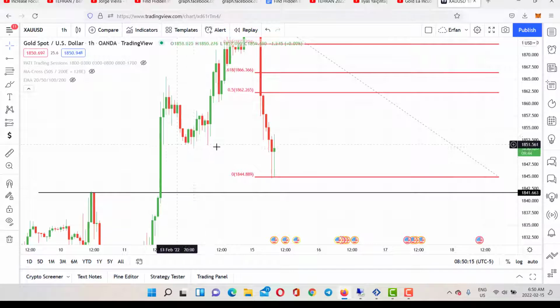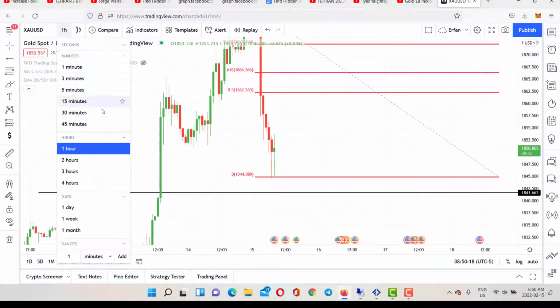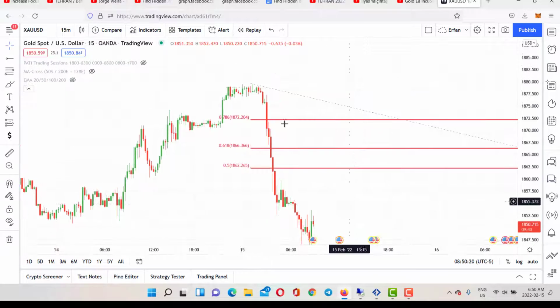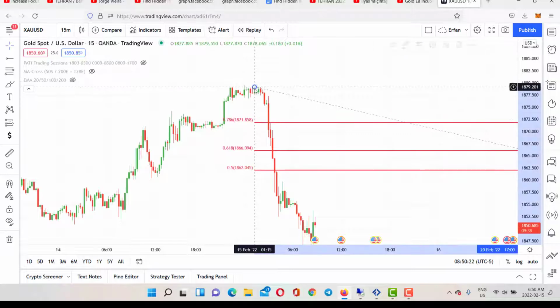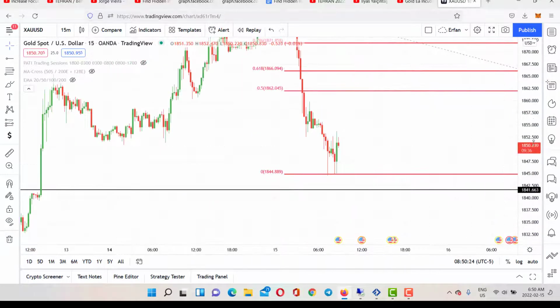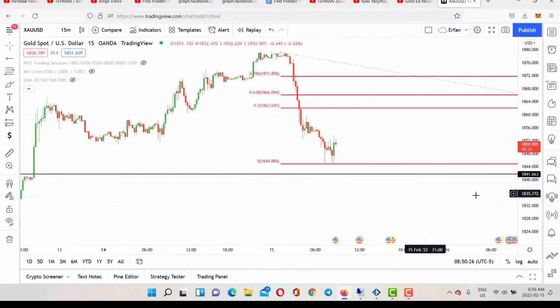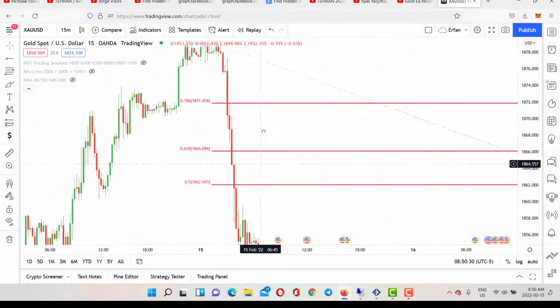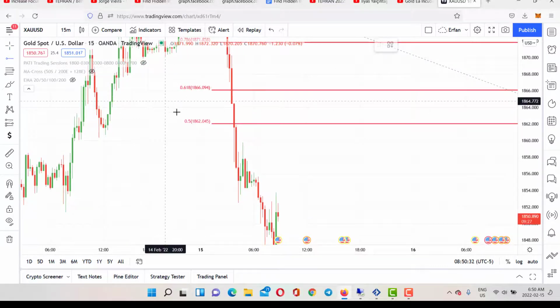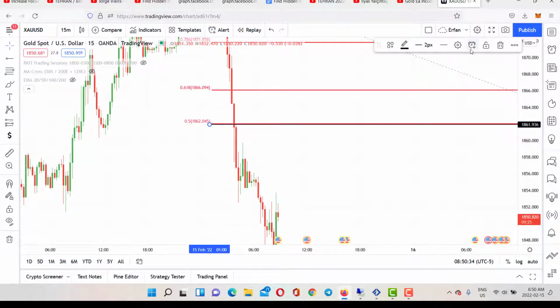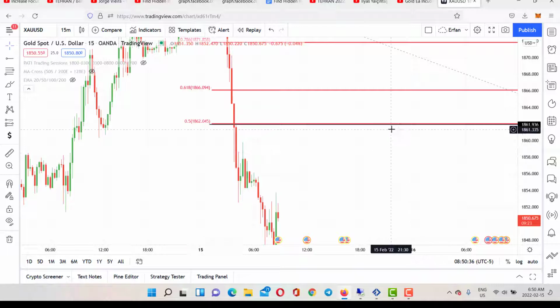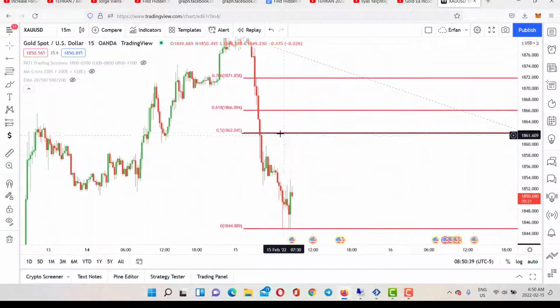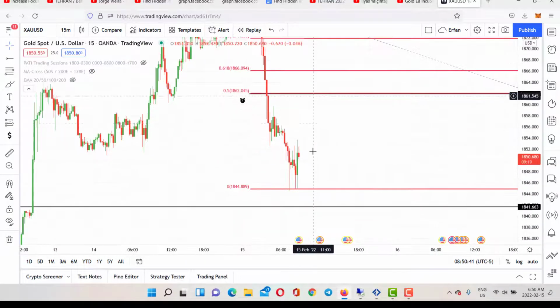If I go to 15 minutes, we have a liquidity grab here. For 50 minutes, yeah, the same thing. I can't see any high probability order block. I can just see this golden zone here, and I'm going to put my alarm here, and yeah, that's it.